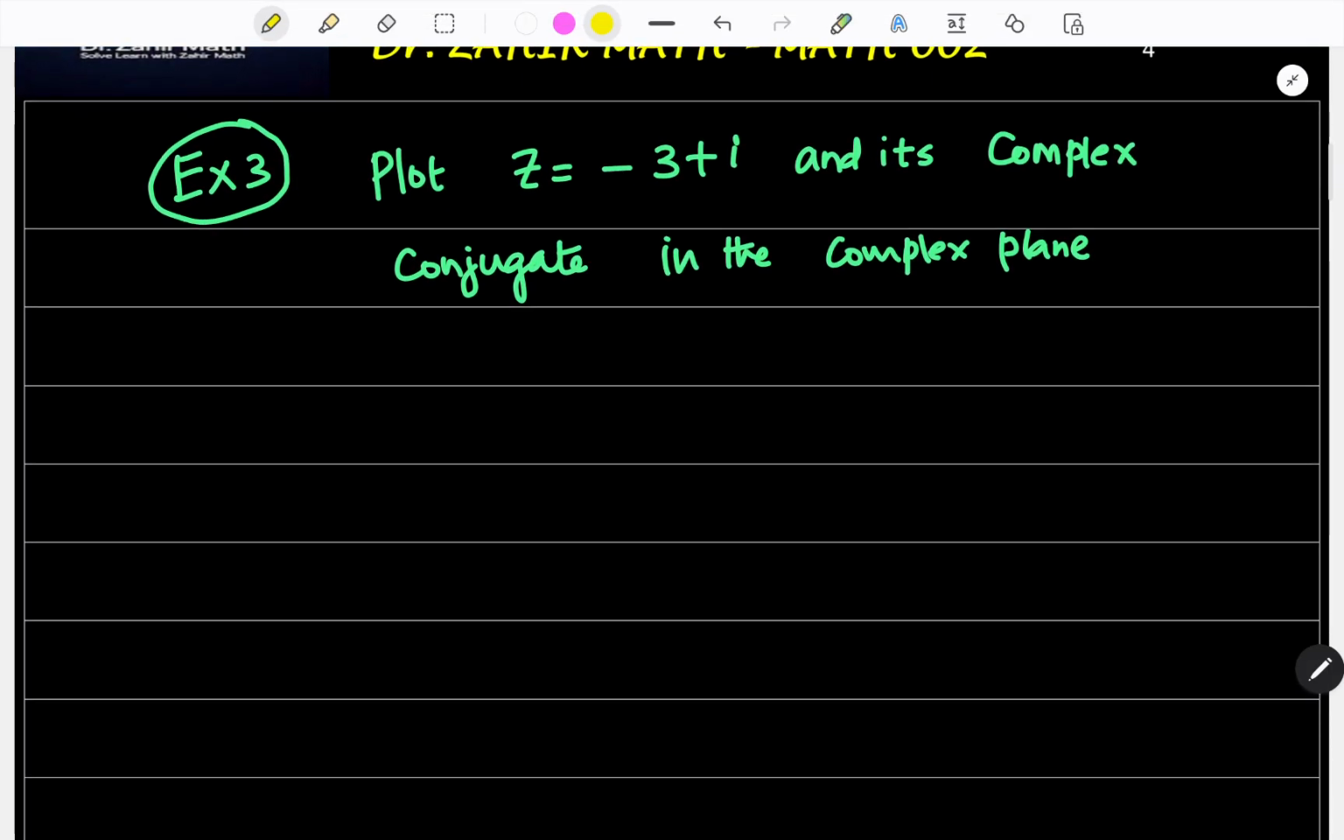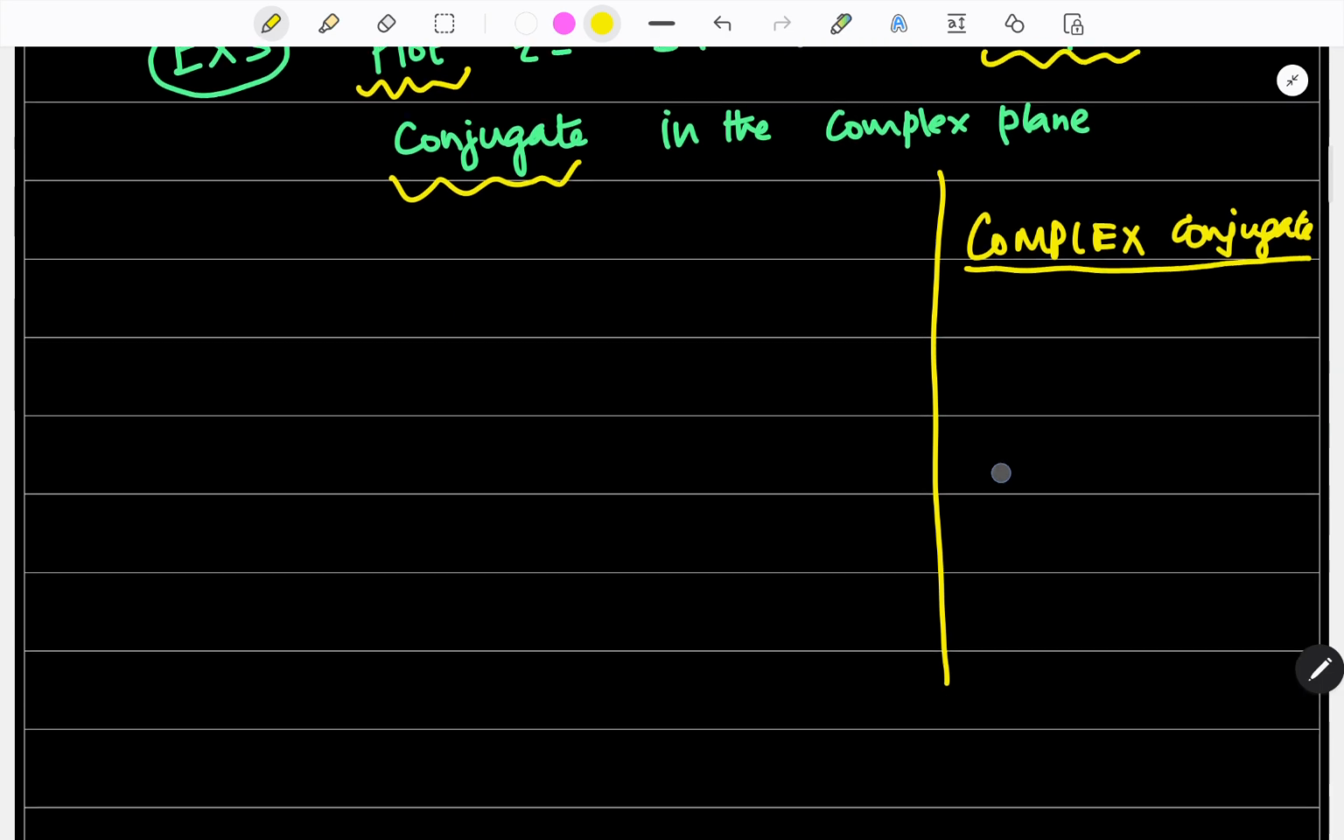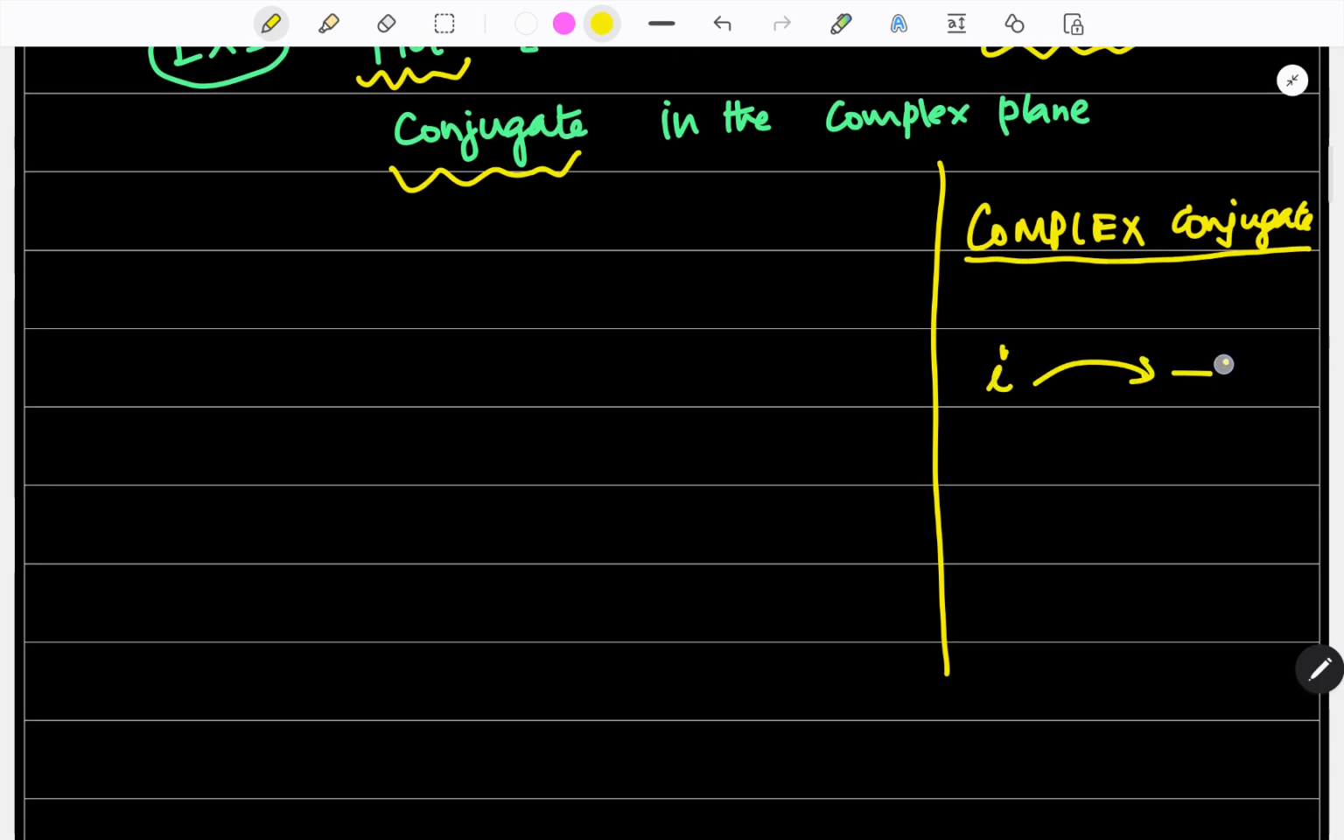Let's go to the next one. Plot z is equal to minus 3 plus i. So you are going to plot first this one, and after that its complex conjugate. What do you mean by complex conjugate? Let me tell you. Come on, say it everybody: complex conjugate. If i is there, change it to minus i. If minus i is there, change it to plus i. It is only for the i part.